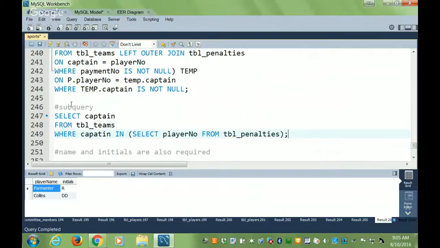That's a subquery. So he must be a captain and he has paid at least one penalty. At least one means he's in the penalties table. Right? That should work. So distinct or not, coming from table teams. Yep, we'll need distinct here also. We'll need it, right? 6, 27 and 27.